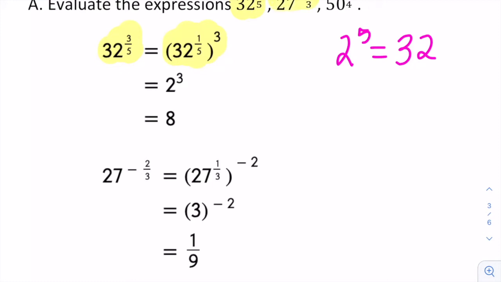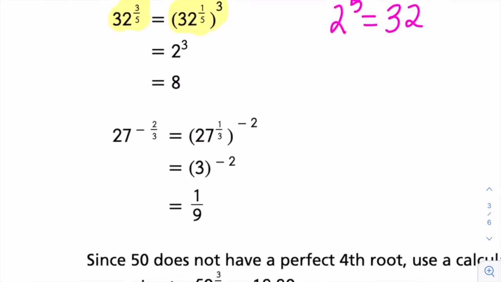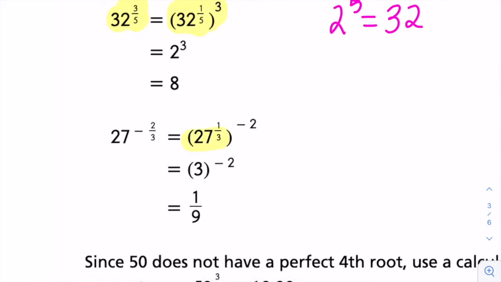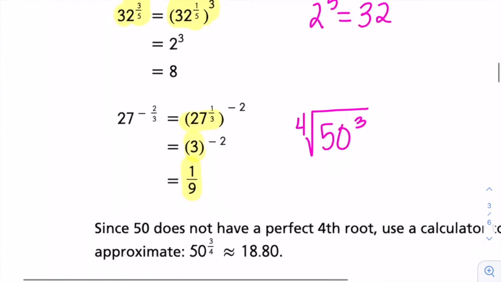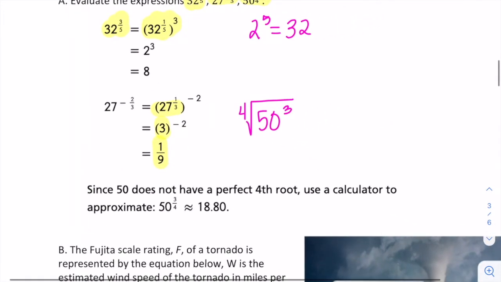For 27 raised to the negative 2/3, we can separate that exponent again. The cube root of 27 was 3, so 3 raised to the negative 2 is 1 over 9. Now 50 raised to the 3/4, even if I rewrote it, is 50 cubed and the fourth root of that. There's no number that's going to come out evenly, so you will definitely need to use a calculator for that problem. And when you use a calculator, you'll get approximately 18.8.